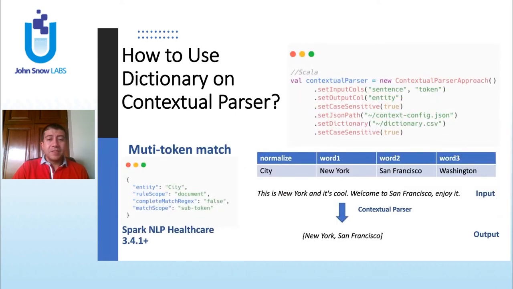There have been many requests from our customers to allow matching multi-tokens as words with spaces in a sentence. Now, since Spark NLP Healthcare version 3.4.1, we can use this feature by defining a JSON configuration file, as we see here. We define rule scope as document and match scope as sub-token. Then, as you can see in this example, we will have as output for these sentences New York and San Francisco, which are multi-token words. So let's see what we mean by rule scope and match scope in the next slide.